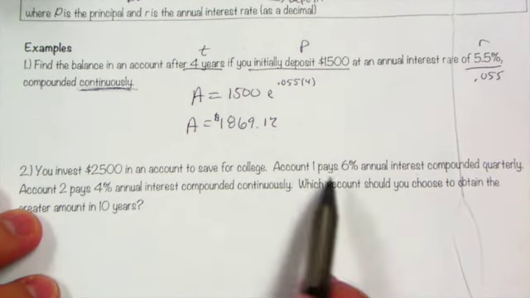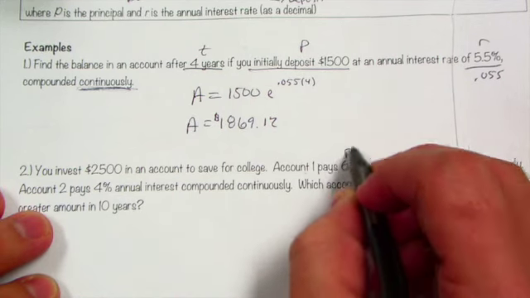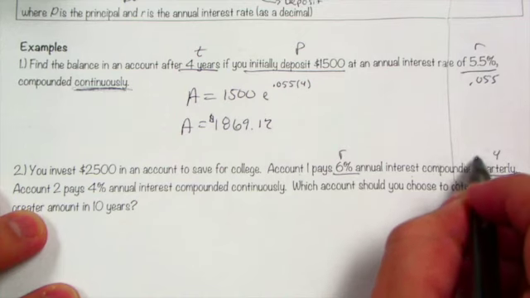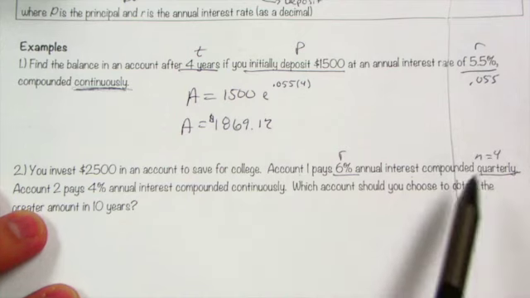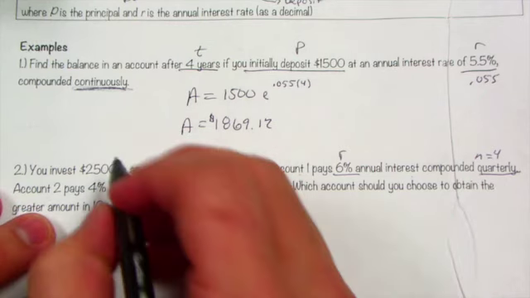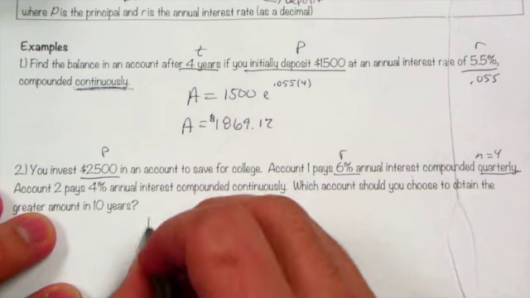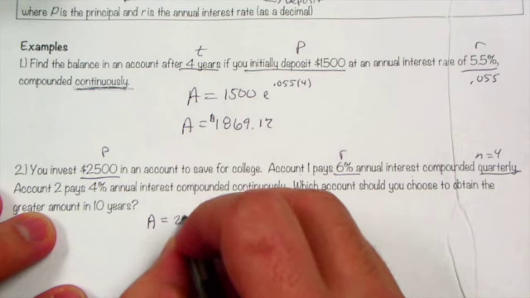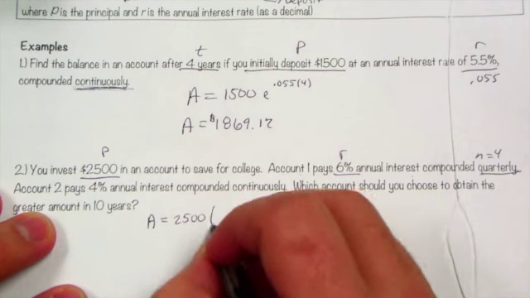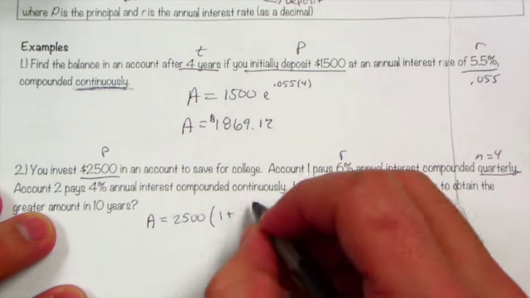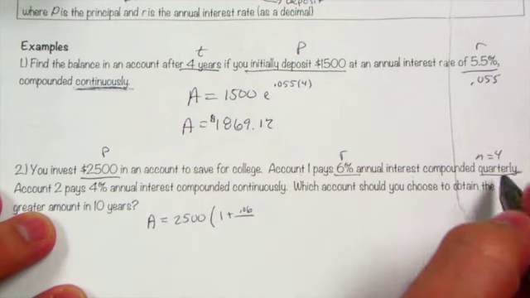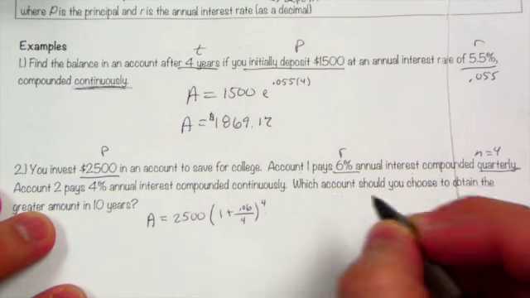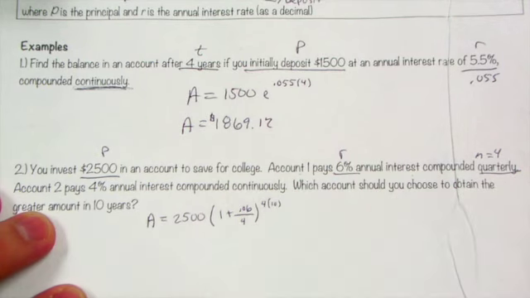So we have 2 different types here. We have the 6%, which will represent r, annual interest compounded quarterly, which is 4, and that's n equals 4. Quarterly means I need to use the original equation. So for account 1, I have to use the original equation, which is P times 1 plus r as a decimal, so 0.06 over n, which is the amount of times that it's compounded per year, and then to the nt, so 4 times, and we want to keep it in there for 10 years.